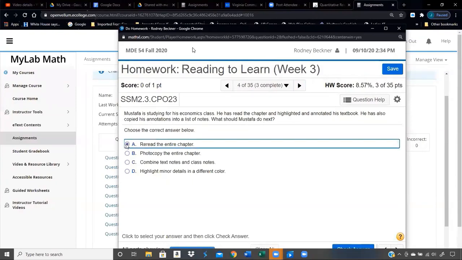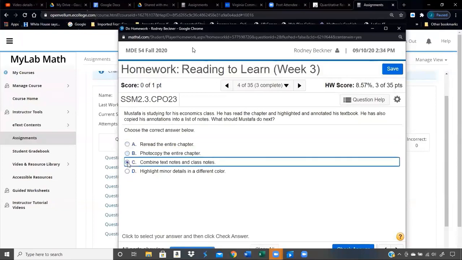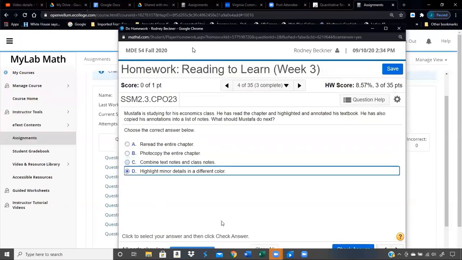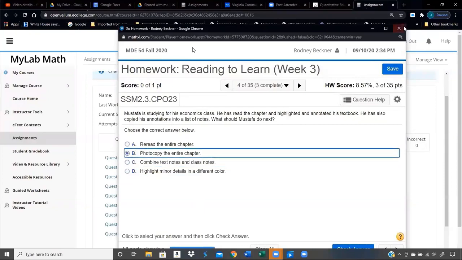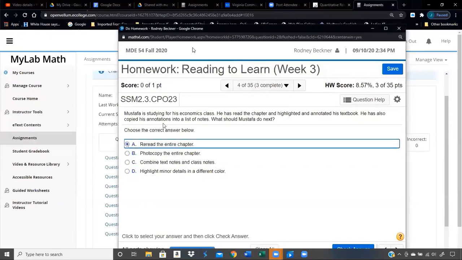Should he reread the entire chapter? Photocopy the entire chapter, which is arguably maybe not legal. Combine text notes and class notes, or highlight minor details in a different color. Anybody got any opinions? I mean, I already kind of hinted that photocopy is probably not it. I'm getting some D's and C's, that's about what I expected. Rereading the entire chapter would be good, but I feel like if you've already done all this, that's probably taken care of.